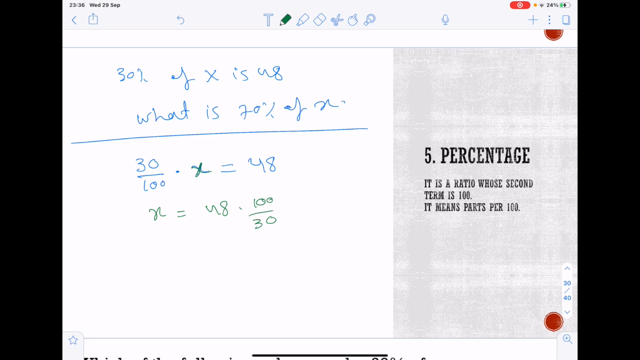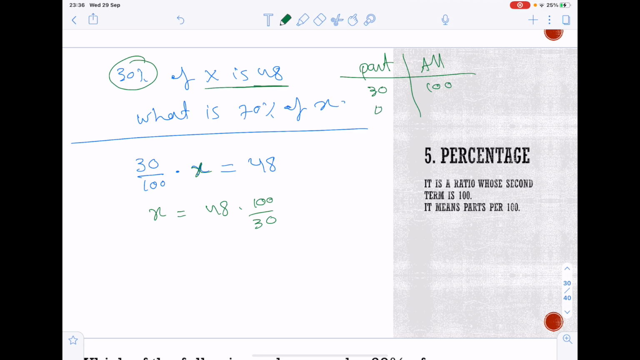Okay, same thing if I want to find it by using my table, where I put here part and all. So 30% means 30 out of 100. And of x is 48, so I put here 48 and here x. So my x here is 48 times 100 over 30, same thing. So now I'm trying to simplify these values. Then I will work on the other part.